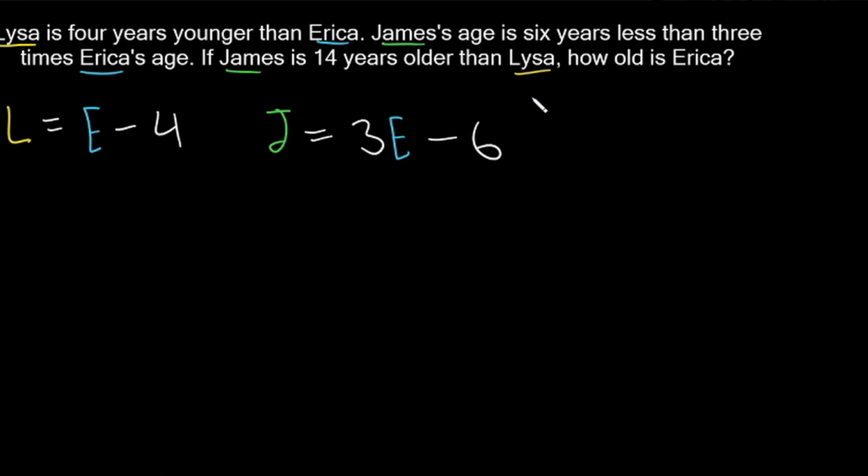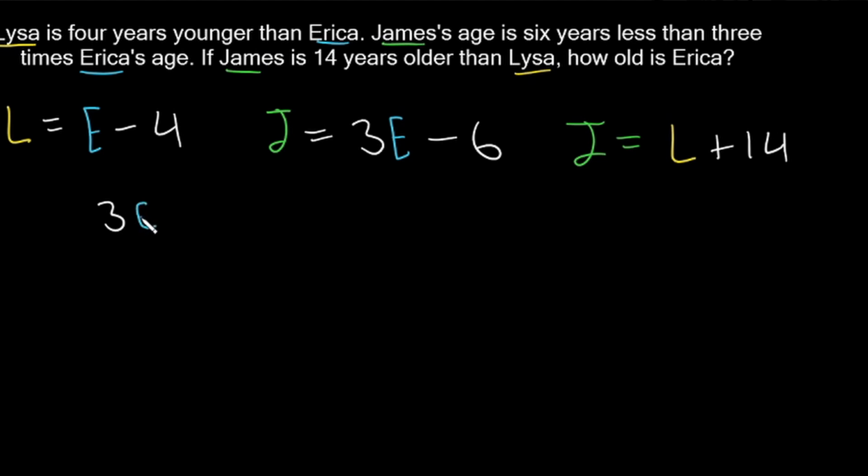Scroll over a little bit. We have J is going to be equal to 14 years older than Lisa. So that would be Lisa's age plus 14. And now we have a system of 3 equations set up, so let's see if we can solve for e. The first thing to notice is that we have 2 equations that are equal to j, so we can set those equal to each other.